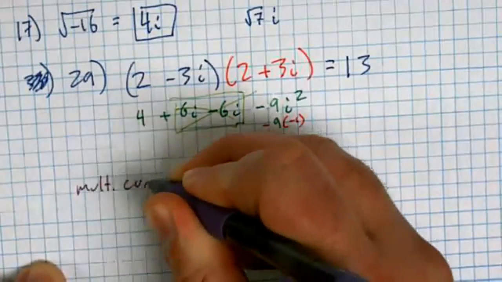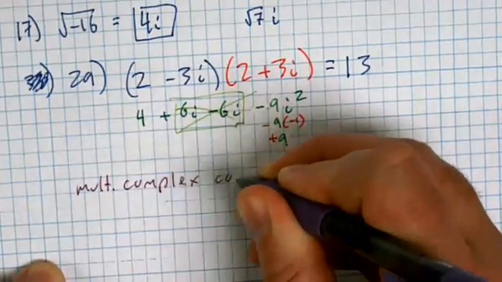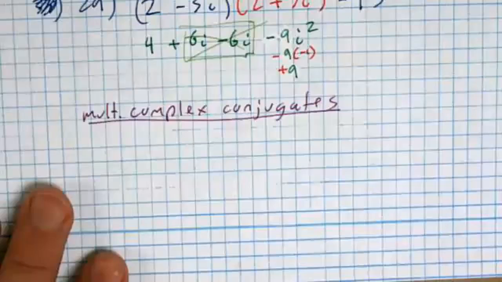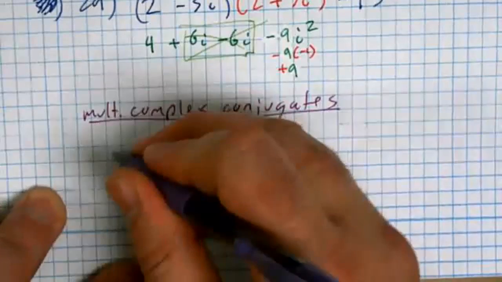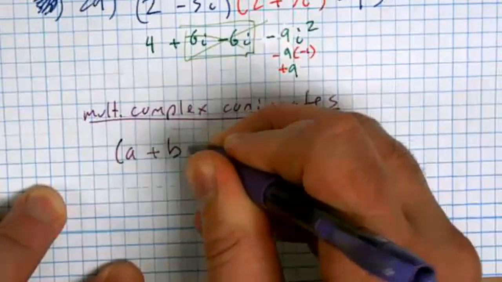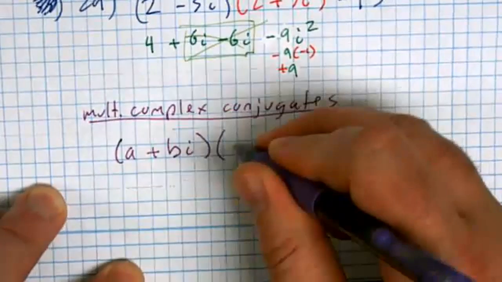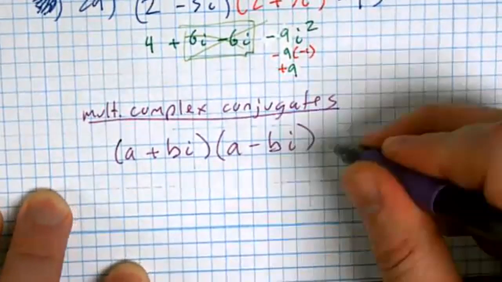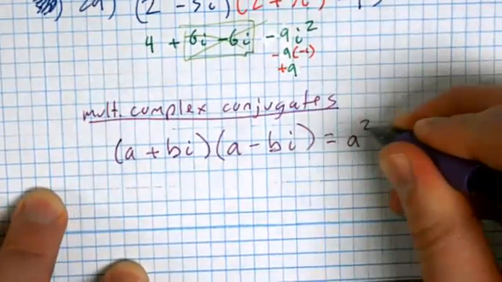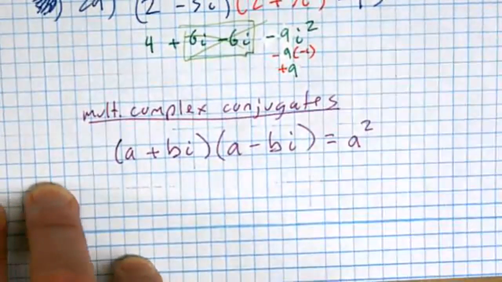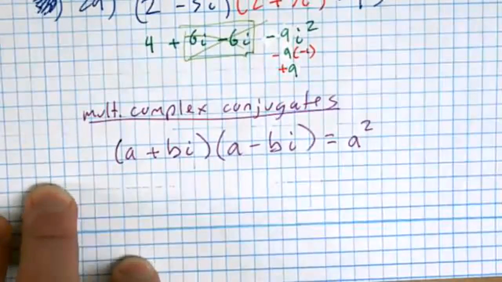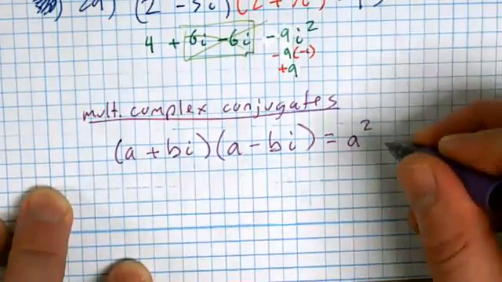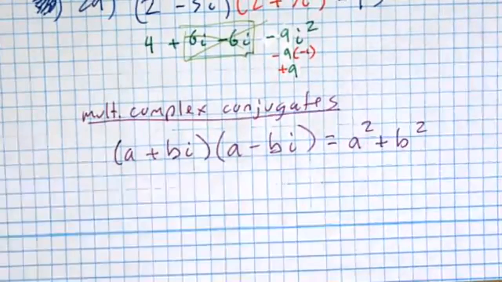Multiplying complex conjugates. There's a shortcut for this. If I take a plus bi and multiply it by a minus bi, my result is always going to be a squared. The abi and the negative abi are going to cancel, and then I'm going to have b squared, negative b squared, and an i squared, but the negative and the negative cancel. It's ultimately going to give you a squared plus b squared.